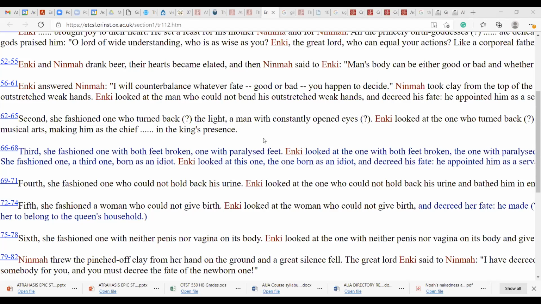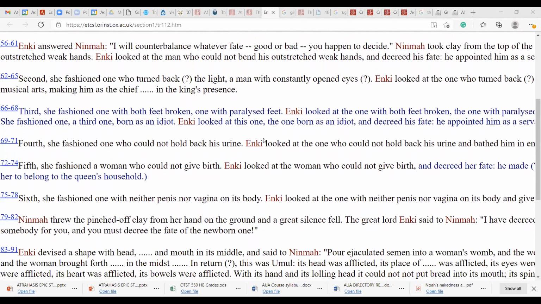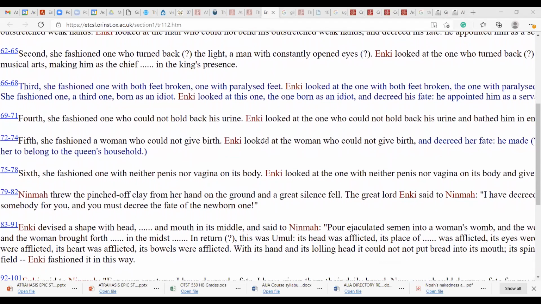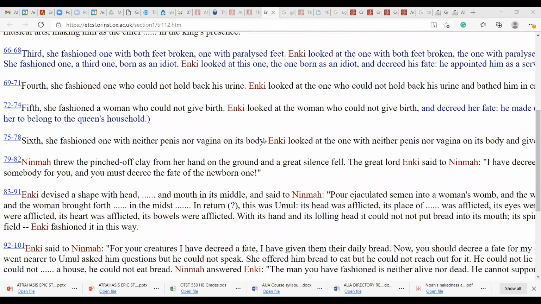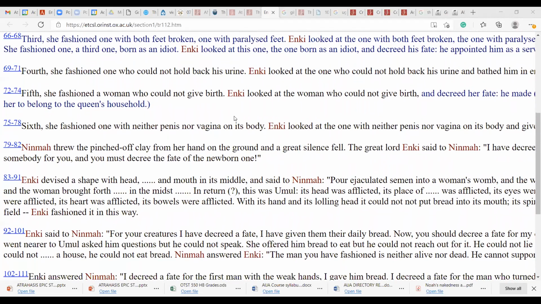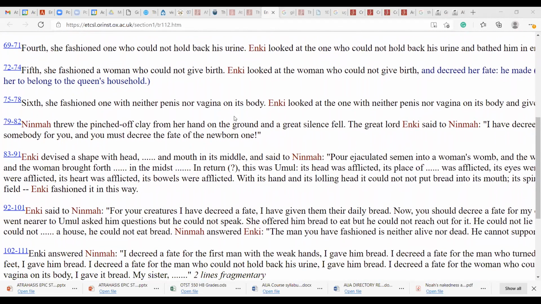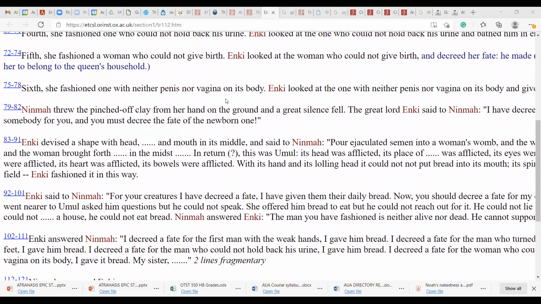The second man, who turned out to be blind, Enki gave him the gift of making music so that he could serve the king. The third being created belongs to the broken text, so he could not be identified. The fourth creation was a man who could not hold his semen, and Enki was able to cure him by giving him a purifying bath. The fifth creature was a barren woman, and she was put in a harem. The sixth being was a sexless creature who was also put at the service of the king.